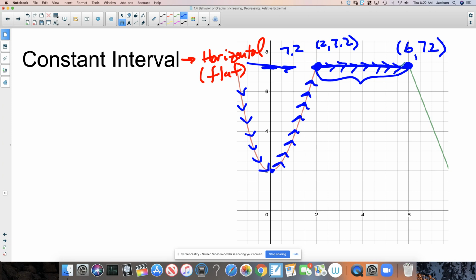So the constant interval, again, we use the x values: it starts flattening at 2. It stops being flat at 6. That's our constant interval. From that point, hopefully, we understand that this is then decreasing again. But the constant interval is where the graph goes flat. We don't see it a ton, but it does happen from time to time.